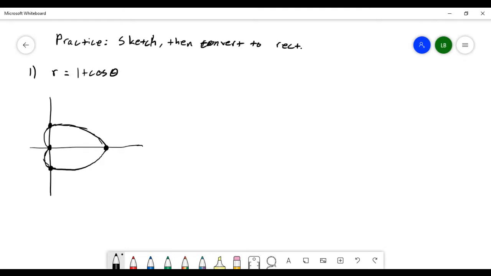Now we need to convert to rectangular. First off, what I notice is here we have a cosine of theta without an r attached, so we're going to start by multiplying both sides by r. But now I have just this r by itself, and I need to figure out a way to get rid of that. So here's what I'm going to do. I'm going to move my r cosine theta over to the other side. Then I'm just going to square both sides.